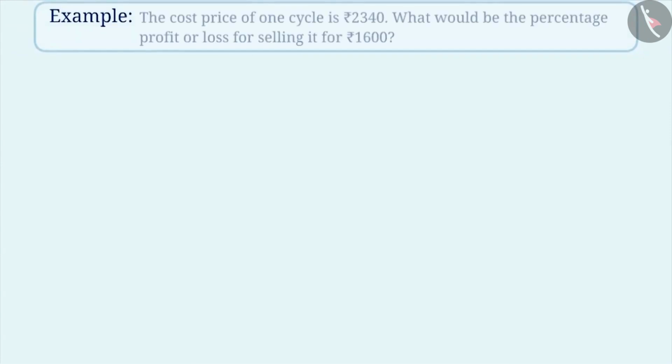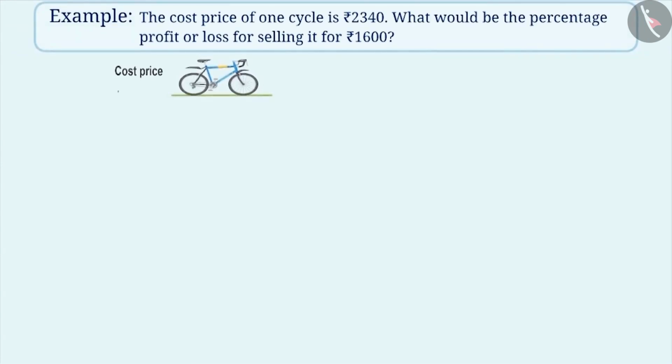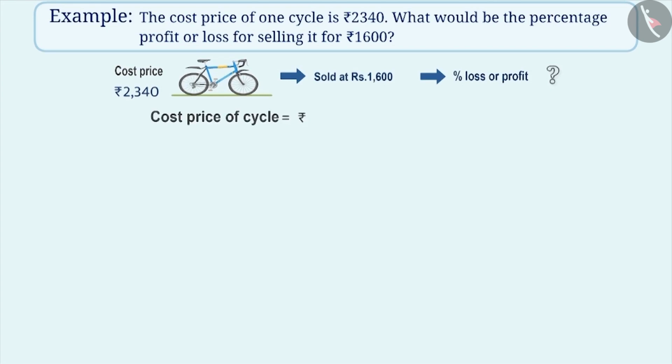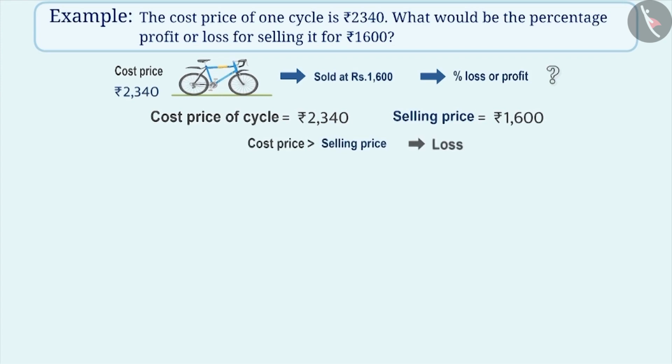Example 2. The cost price of one cycle is 2,340. What would be the percentage profit or loss for selling it at rupees 1,600? Cost price of the cycle is equal to 2,340. Selling price is 1,600 rupees. Here, cost price is greater than the selling price. That means this has resulted in a loss.